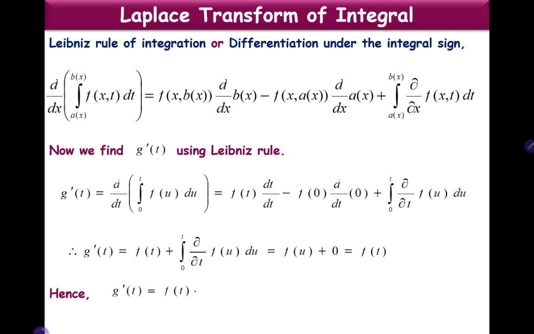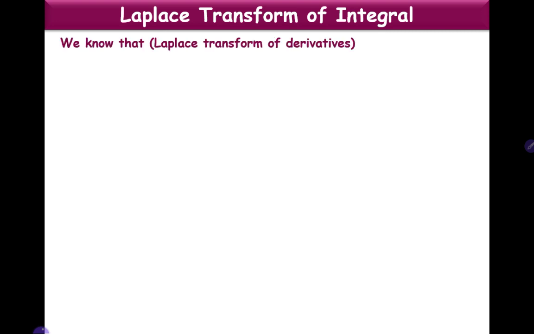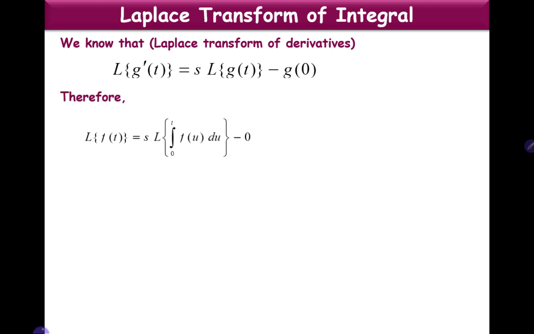Now let us go back to the property again. So consider the Laplace transform of g dash of t. What is the Laplace transform of g dash of t? The Laplace transform of the derivative of g of t, for which we have already derived this property, is s times L of g of t minus g of 0. So let us substitute all the values here: g dash of t, L of g of t and g of 0. So if we substitute all the values, we get L of g dash of t is f of t, which we have already derived in the previous slide.